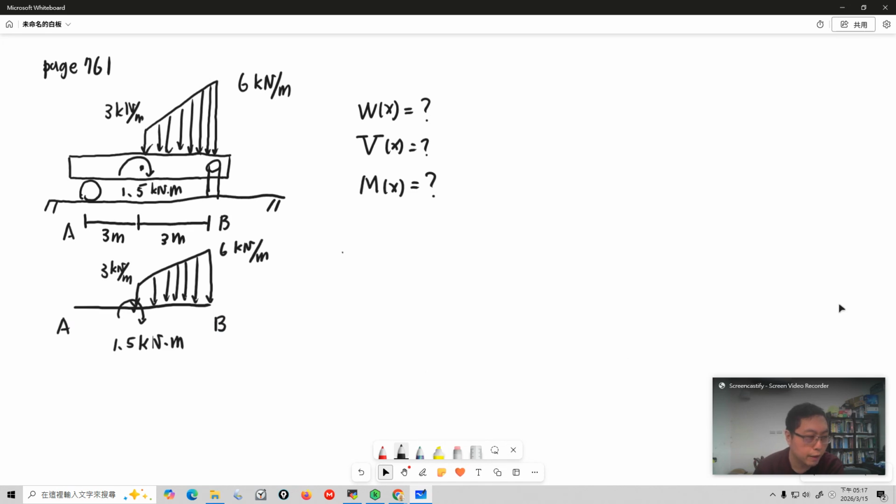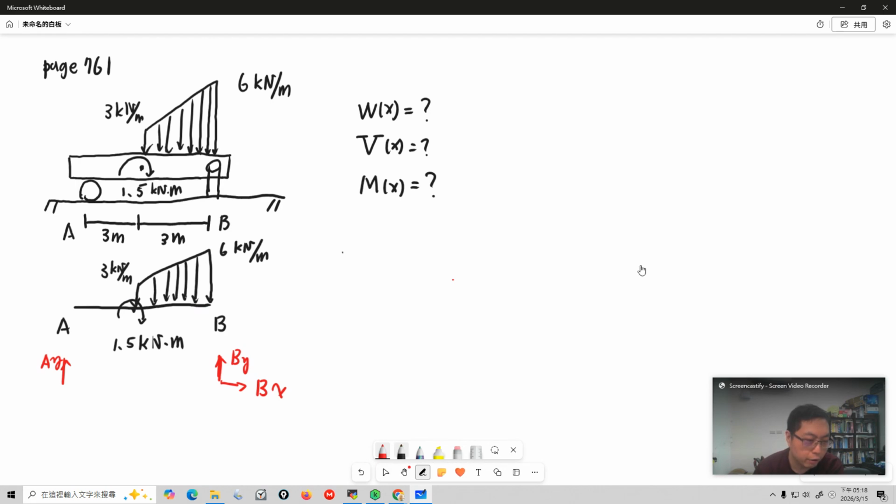We already know that A is a roller support, so there is a reaction force AY, and B is a pin support, so there are reaction forces BY and BX. Then we use the rigid body equilibrium to find AY, BY, and BX. But the problem here is the distributed load. In order to use rigid body equilibrium to calculate these reaction forces, we need to simplify this distributed load.